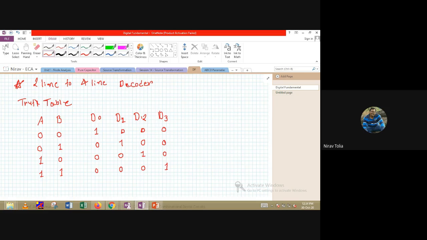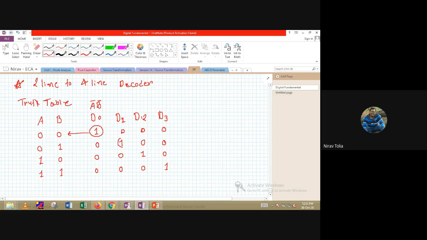Okay, so we have to write the equation of D0, D1, D2 and D3. D0 is activated only one time, and at that moment my input A and B is 0 0. So the equation of D0 is A bar B bar.